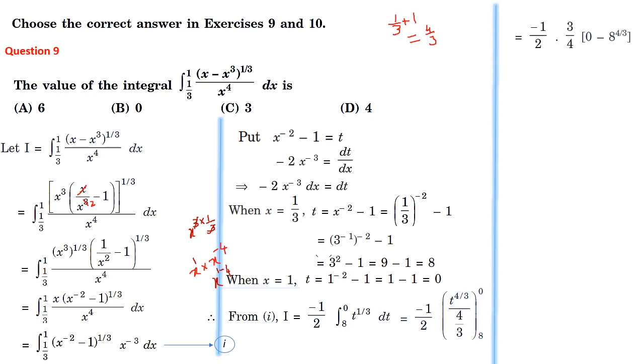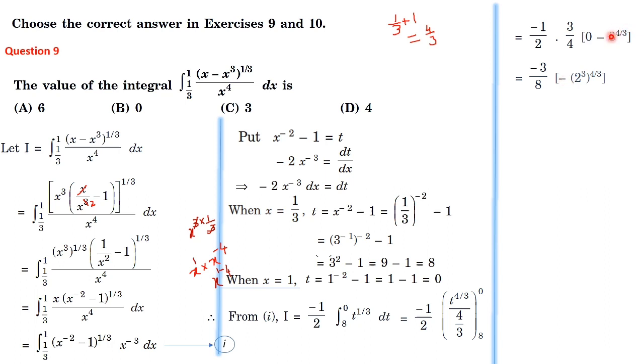When we apply the limit, minus 1 by 2 is outside, into here 4 by 3 is there in the denominator. So when we multiply by the reciprocal, it will come as 3 by 4, 3 by 4 into t power 4 by 3. For the upper limit, if we put 0, 0 power 4 by 3 is 0. That minus, the lower limit is 8, so 8 power 4 by 3, that is what is written. So when we do the calculation, it is minus 1 into 3, that is minus 3 by 2 into 4. 2 into 4 is 8, and here a minus sign is there, and we have taken 8 power 4 by 3.